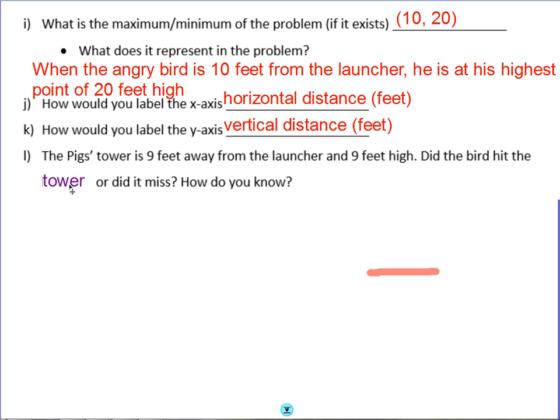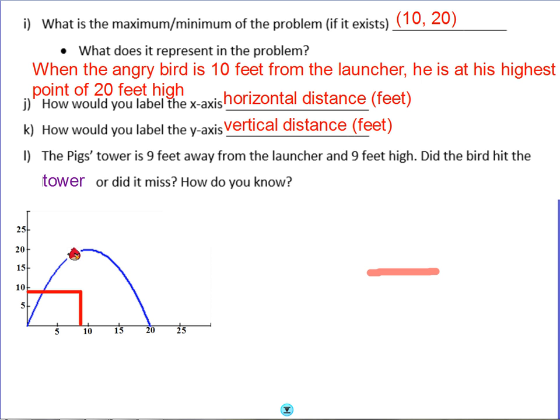Well, there's a couple different ways in this one you can figure it out. First of all, you can see it on the graph. Okay, if something is 9 feet high and 9 feet away from the launcher, here's the launcher. Okay, so this is the point, this is the tower right where the tower would be. The angry bird way overshot it. He's way too high. So he missed.